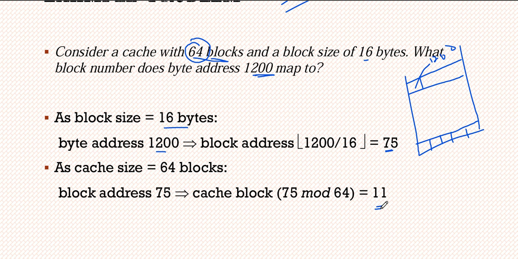So it means that if the cache was infinitely long, with 16-byte blocks, right, it would have been stored at what? Block 75, right? But this time we are limited to 64. So we use modulo to bring it to the point where it will actually be stored because of our implementation. And that's block 11.